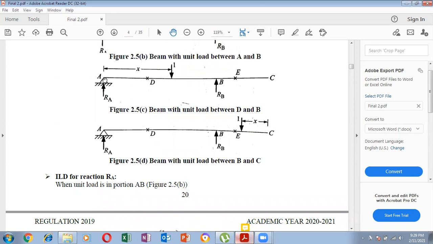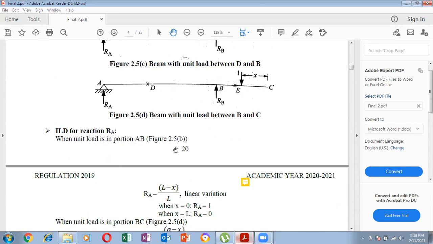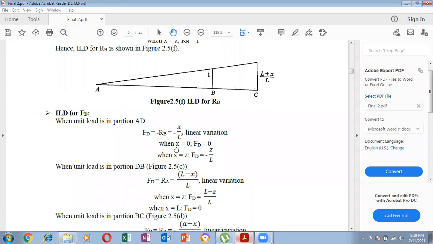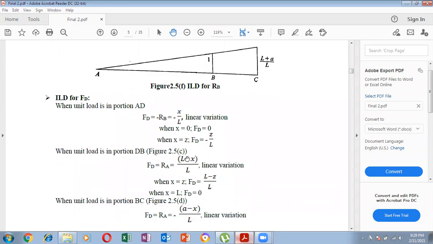So which one is easier? Taking RA is easier. So RA. We already had the value for RA and we know it is (L minus X) by L, which is a linear variation, and applying the boundary condition. So where we have stopped, when X is equal to Z.